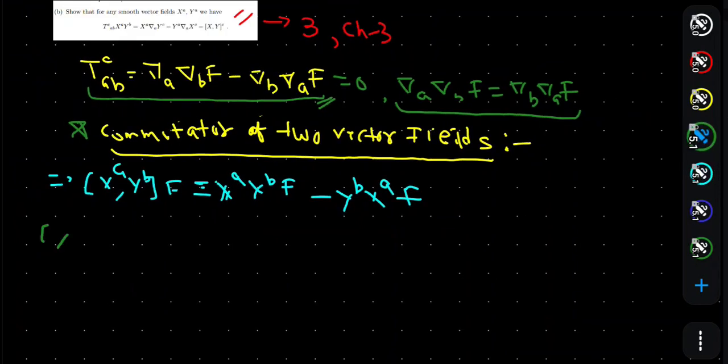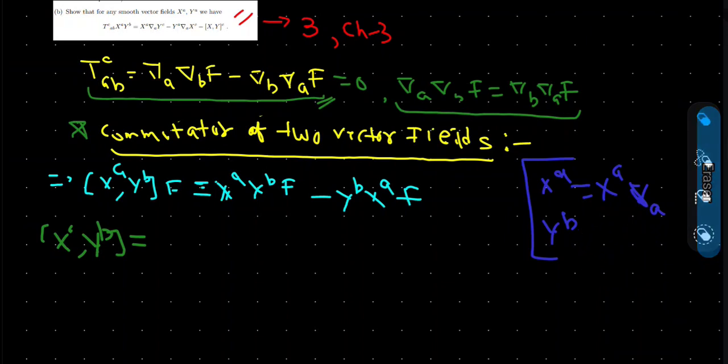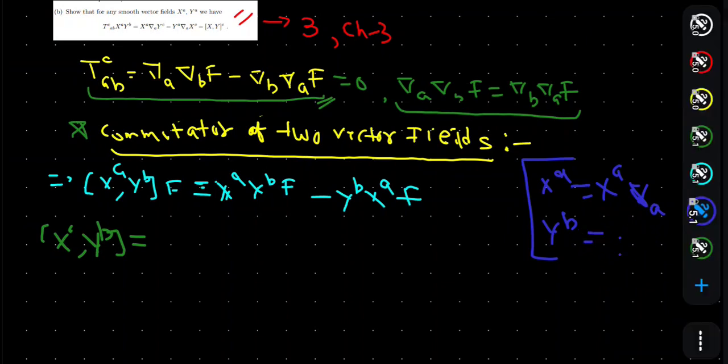First of all, writing it here as x of a and y of b. And this is equal to, when we try to expand this, first of all you have to know how we represent a vector field in differential geometry. So here I am writing that suppose you have a vector field, let's say x^a. It is represented as x^a and the nabla_a. The nabla is the operator. And similarly for y of b, it is equal to y^b and nabla_b.